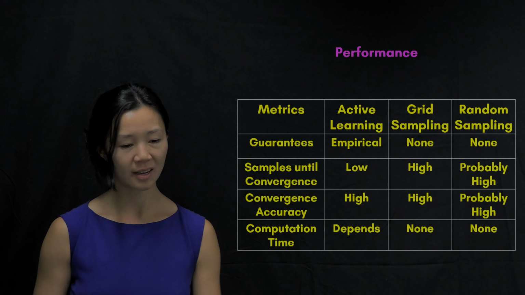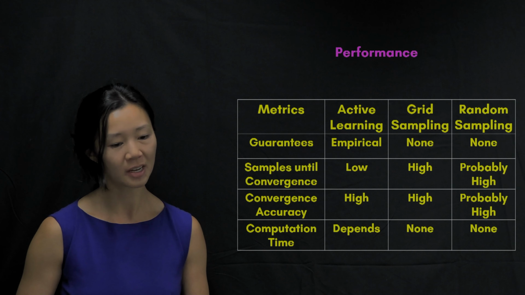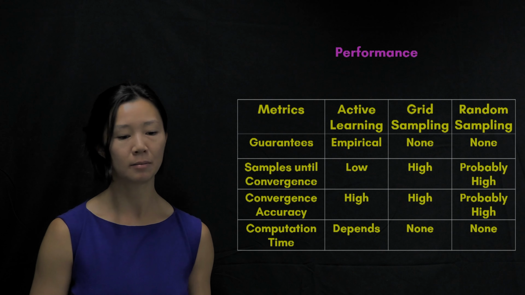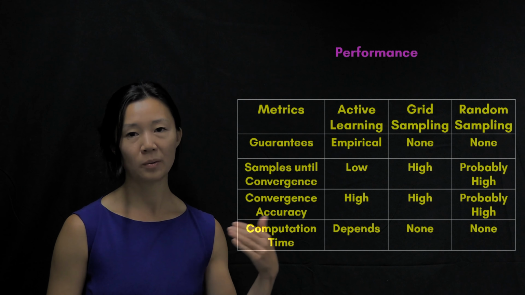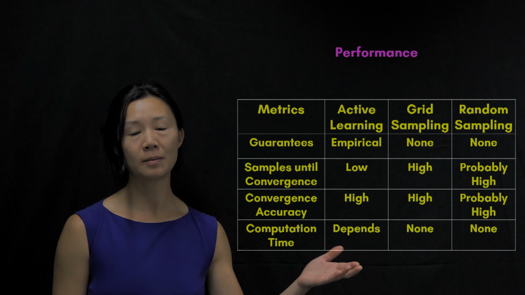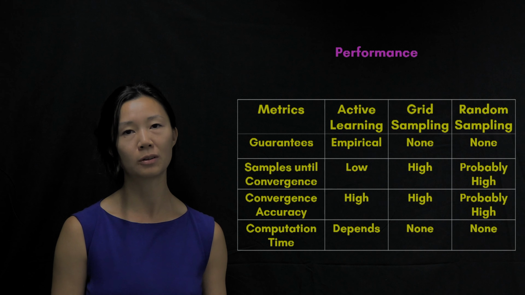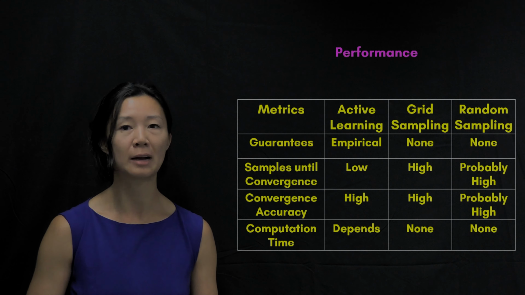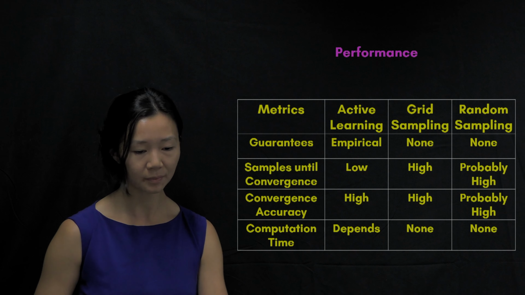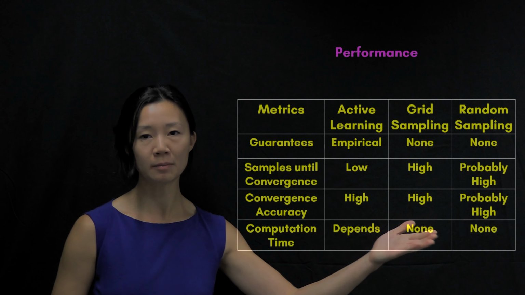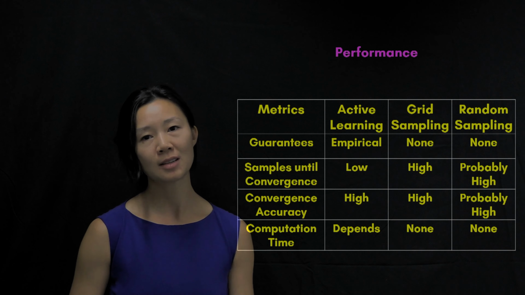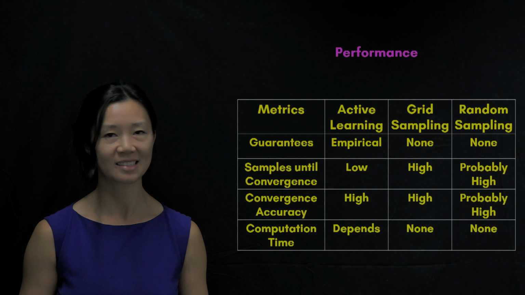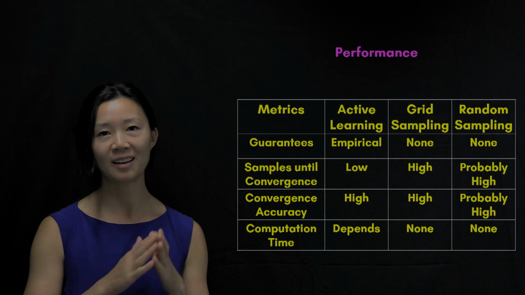For computation time, this is where active learning suffers. Because active learning has some intelligence, that necessitates some computation. So you can look more in depth into video 3 when it comes to the learning models and the query policies, the amount of computation that your active learning algorithm will necessitate. But for grid sampling and random sampling, these sampling strategies are defined ahead of time, so there's no real-time computation that's necessary. It's just set it and go.